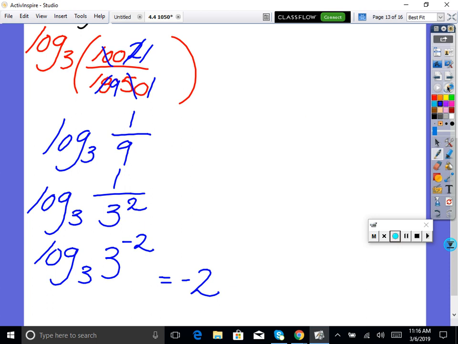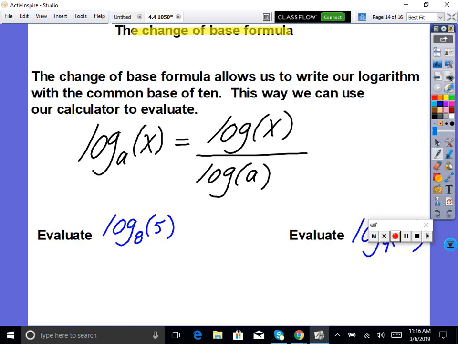Now those ones we're all able to simplify like that because we were able to write them as the same base. If we were given a log base 3, we were able to write the inside as base 3. If you're not, then you're going to use the change of base formula. Now technically you can always use the change of base formula if your heart so desires.